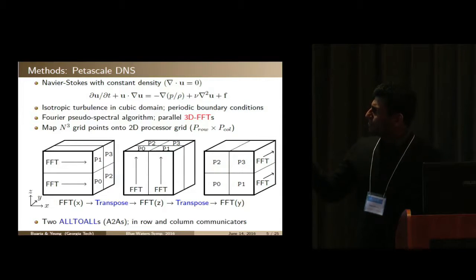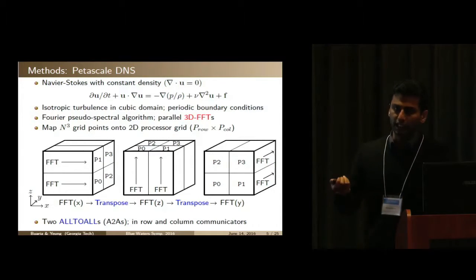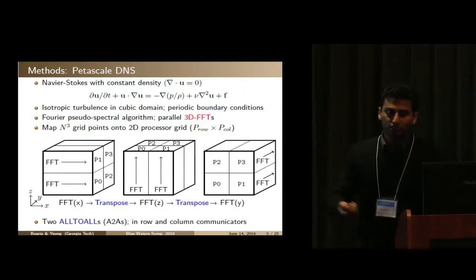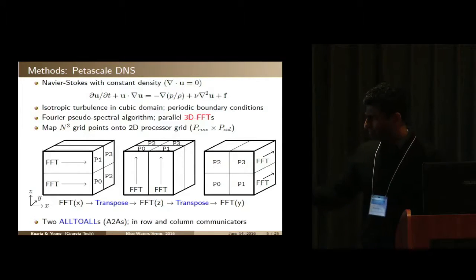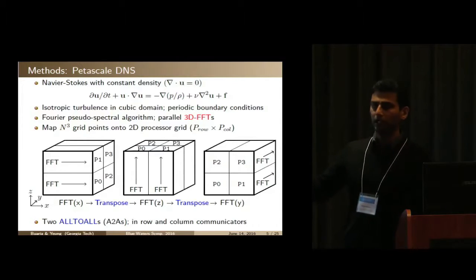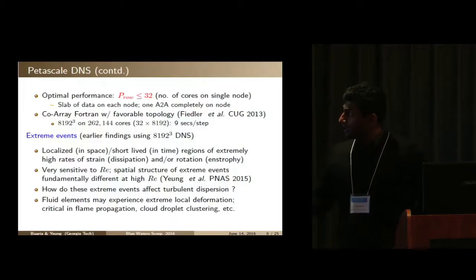The approach to do the FFT is to take the FFT in one direction, transpose the data, and so forth. So essentially, there are two global transposes which are done using all-to-alls, and one of them is in the row communicator and the other is in the column communicator.